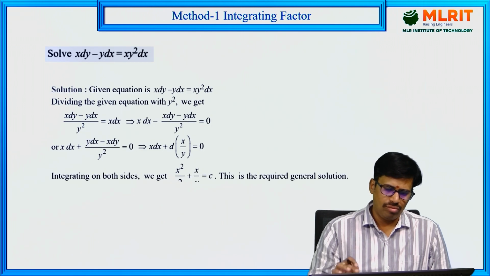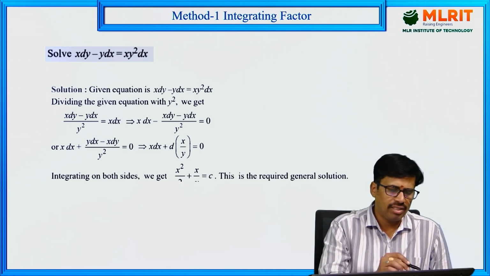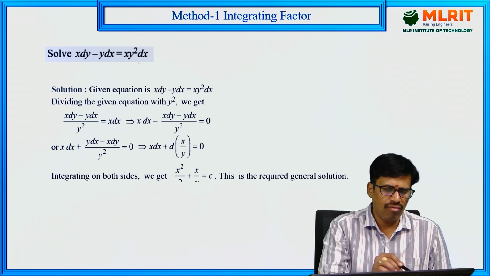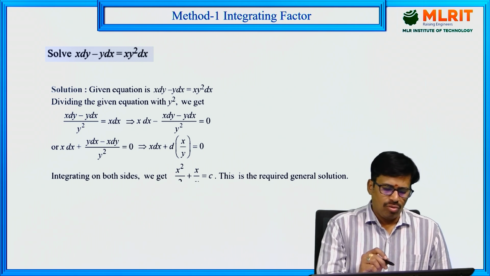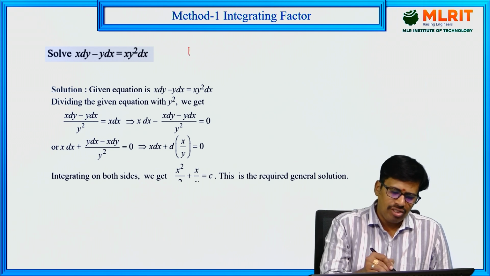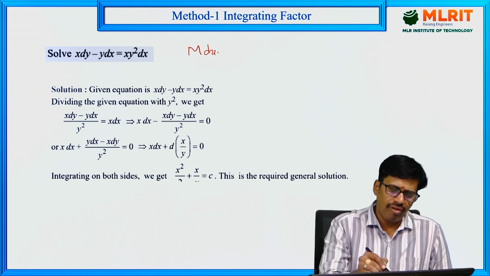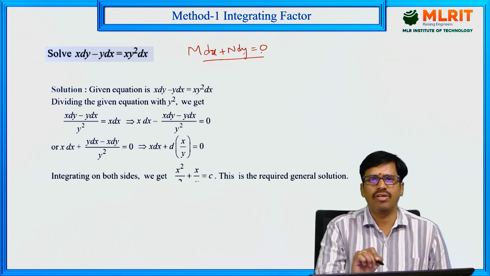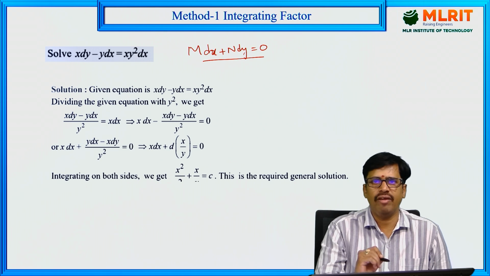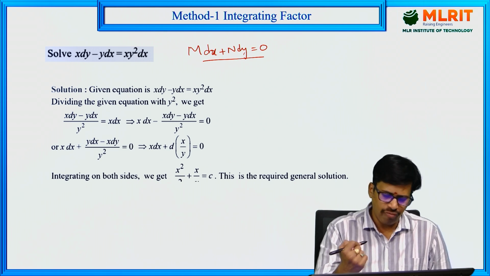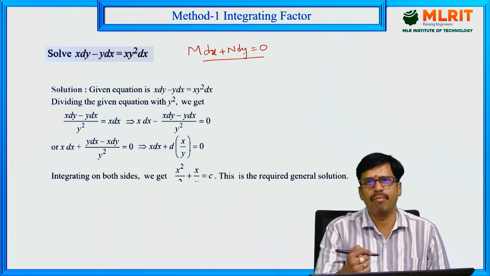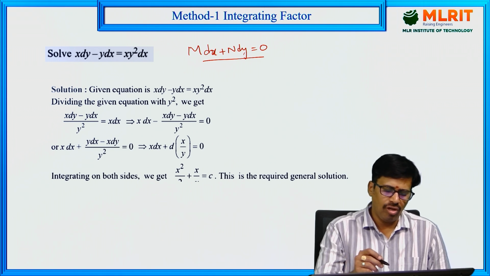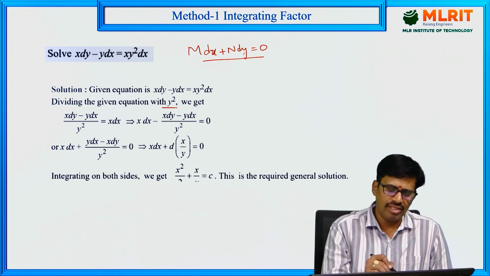So let us solve this: x dy minus y dx equal to x y square dx. First you write the equation in the form M dx plus N dy equal to 0. Then check whether the equation is exact or not. If it is not exact, how to find the general solution? First by method 1. First of all, you divide this equation by y square.